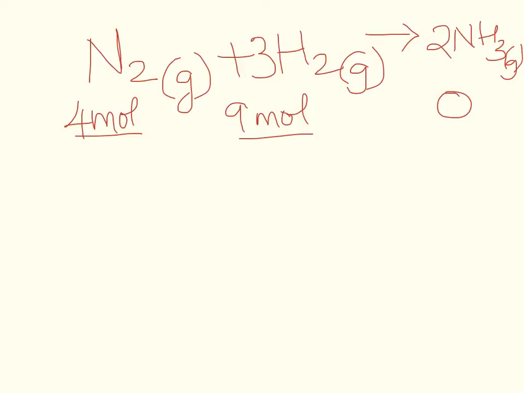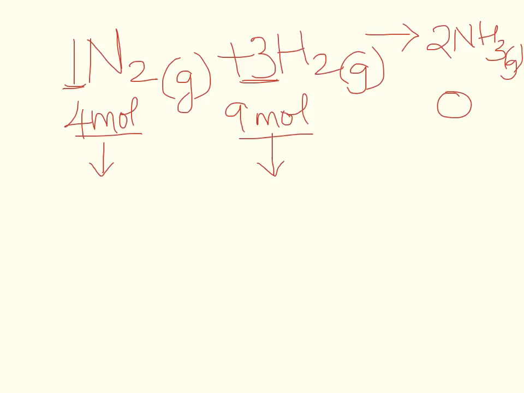So the mole ratio here is 1 to 3. For every 1 mole of nitrogen, 3 moles of hydrogen are being used. So if we have 4 moles of nitrogen, technically we would need 12 moles of hydrogen. But we don't have 12 moles of hydrogen, right? We have only 9 moles of hydrogen. So how does this work? How do we calculate how much ammonia is produced?